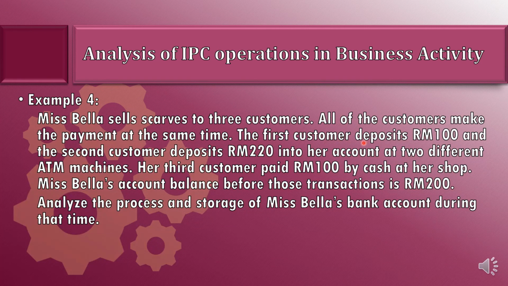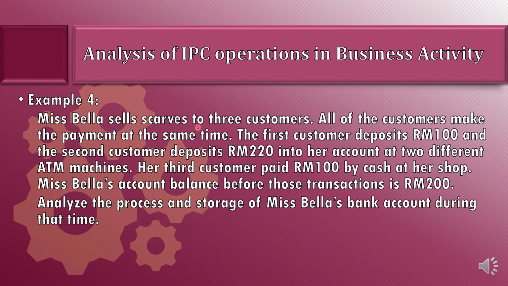The first customer deposits Rm100 and the second customer deposits Rm220 into her account at 2 different ATM machines. Her third customer paid Rm100 by cash at her shop. Miss Bella's account balance before those transactions is Rm200. Analyze the process and storage of Miss Bella's bank account during that time. Once again I repeat, analyze the process and storage of Miss Bella's bank account during that time.